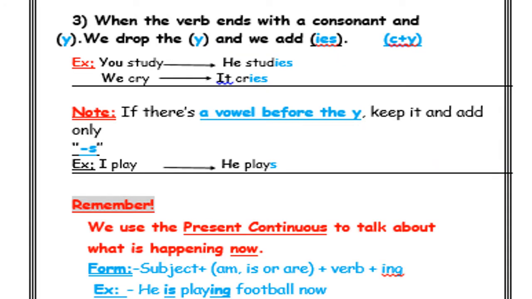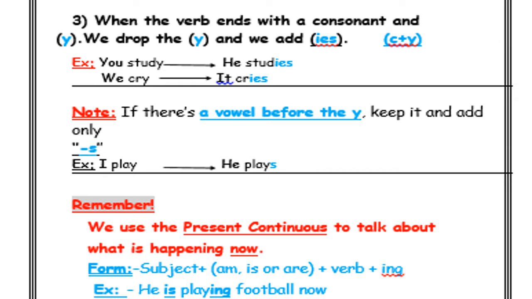Number 3, when the verb ends with a consonant and the letter Y, we drop the letter Y and add IES. Consonant plus letter Y, drop letter Y and put IES at the end of the verb. For example, you study. If I use he or she or it, I will drop the letter Y and put IES at the end of the verb.